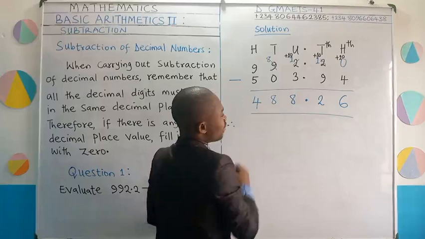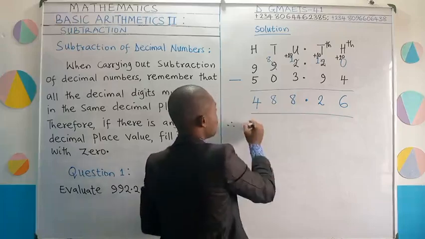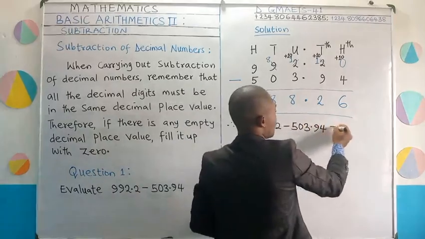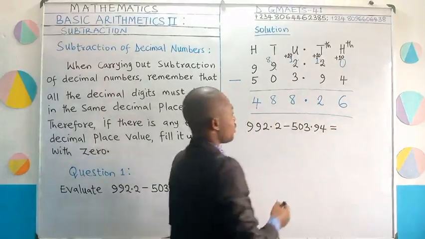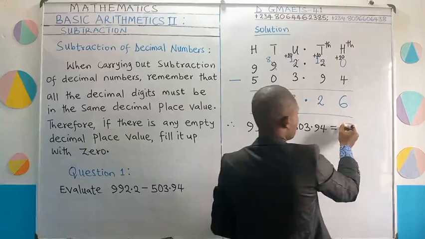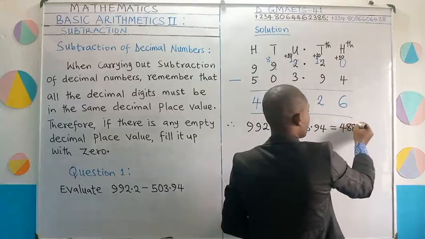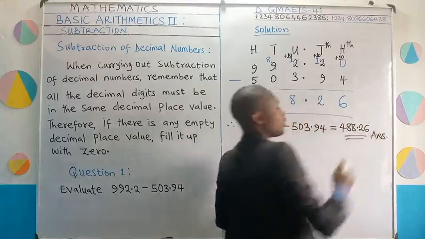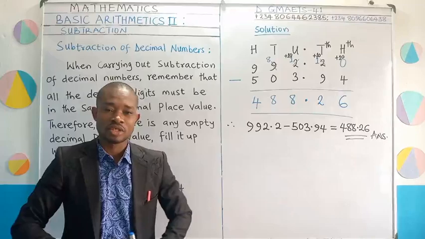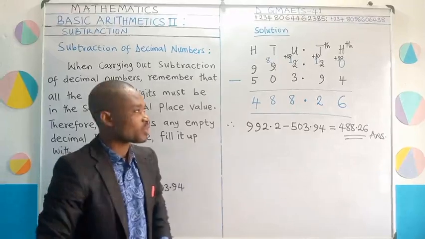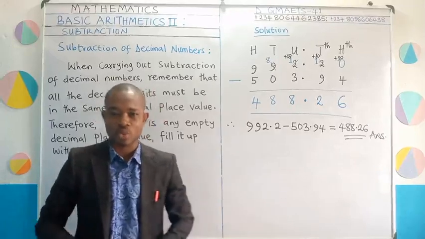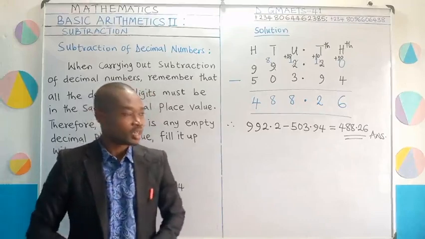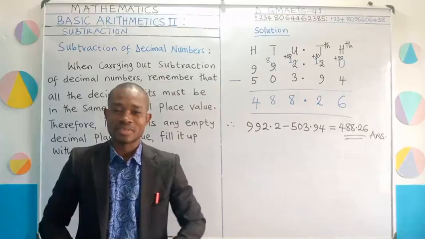992.2 minus 503.94. The answer is going to give us 488.26. So that's how we handle subtraction of decimal numbers. Let's pick question number 2. Of course, that's going to be the last one under the subtraction of decimal numbers.